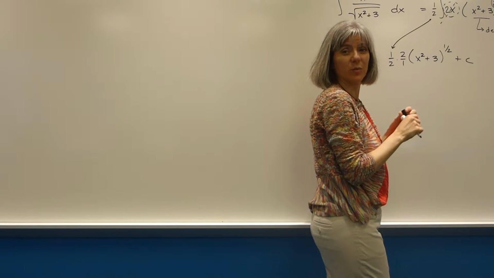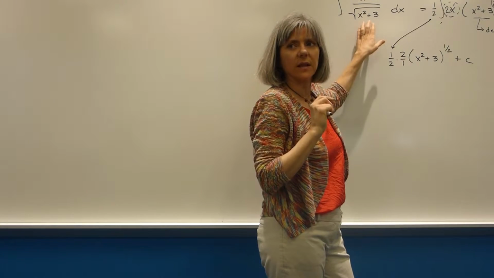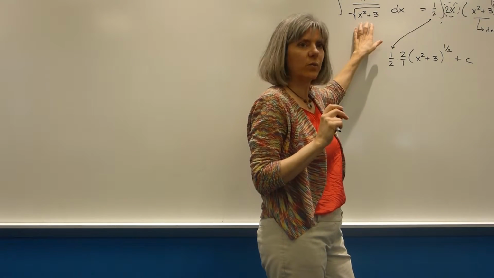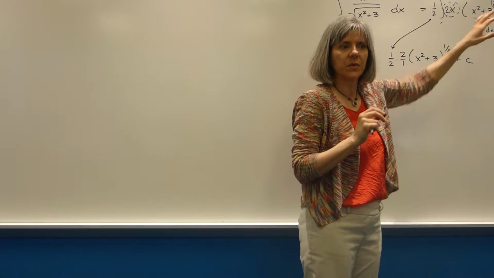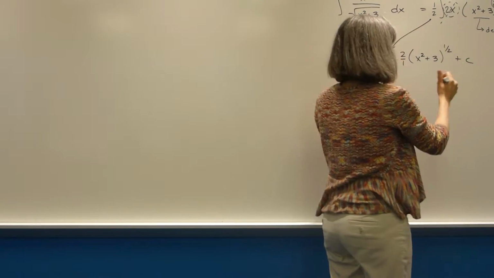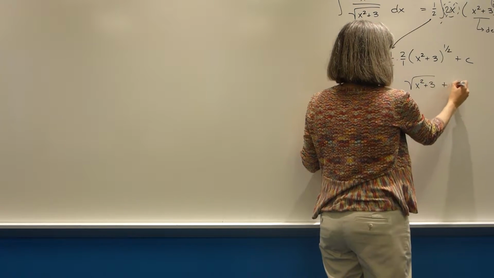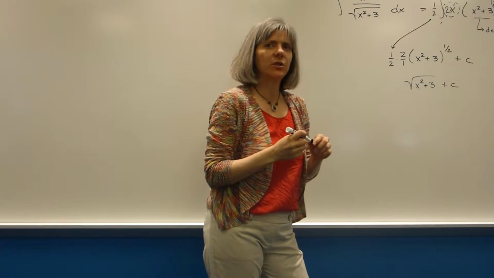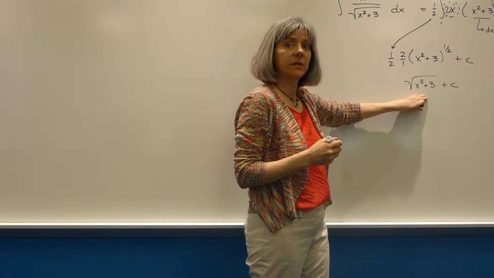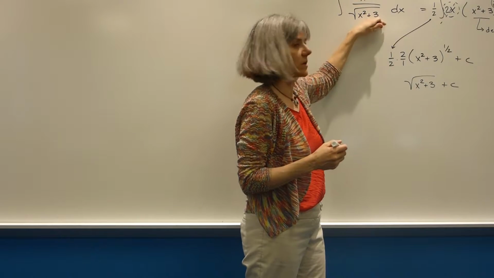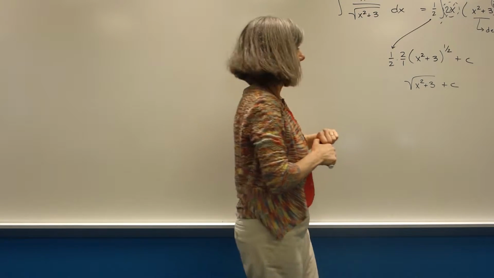Go ahead and, might as well put it back in square roots. Our brains, I think, consider this better when we have a square root sign, but we have to write it the other way in order to do the power rule. So usually we write it that way and then come back out. So I would get square root of x squared plus 3 plus c. How can you check your work? Yeah, if I take the derivative of this, I should get back to this. So you can always check your work for those.